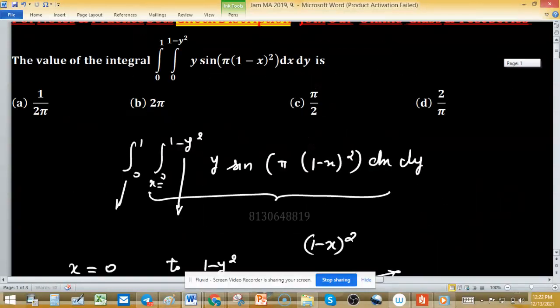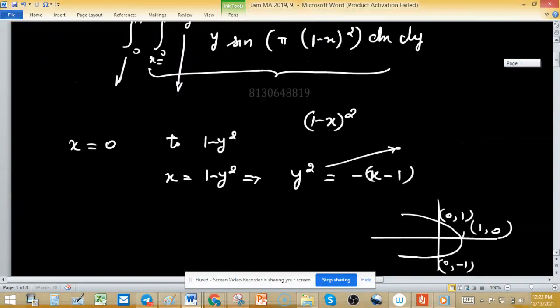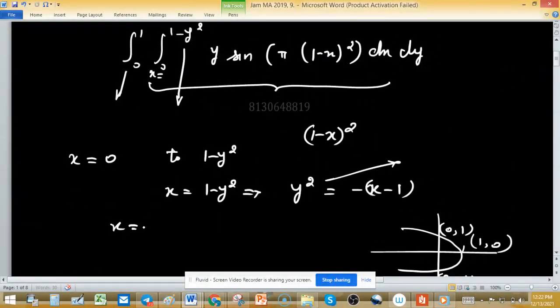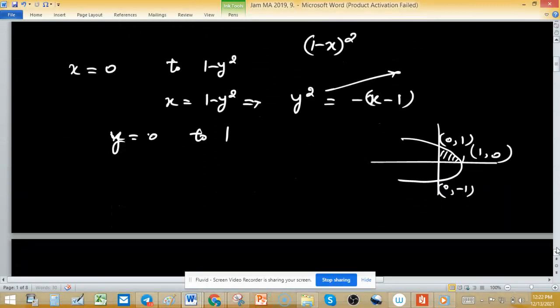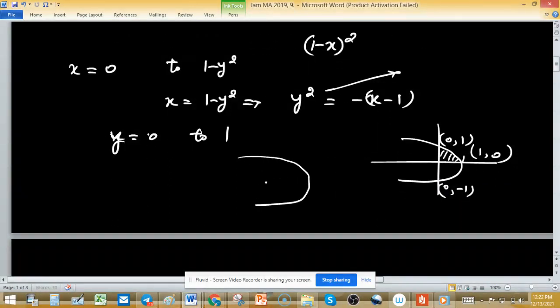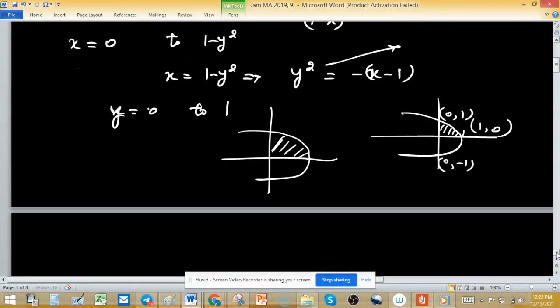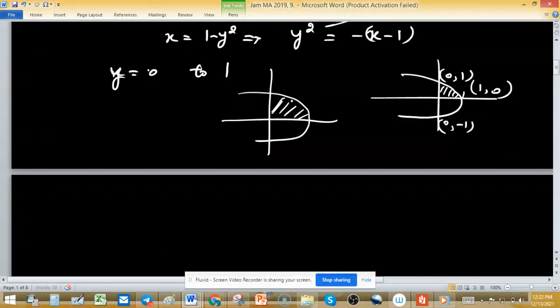But the limit of y is from 0 to 1, implying that only the upper half portion is required. So we need to change the order of integration only and only in this region which is shaded. It means we have to change the order of integration, first with respect to y.